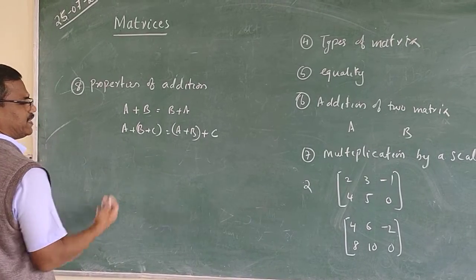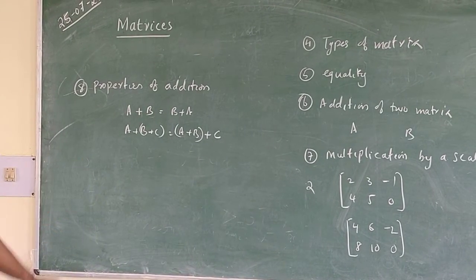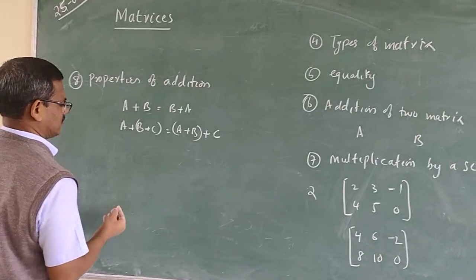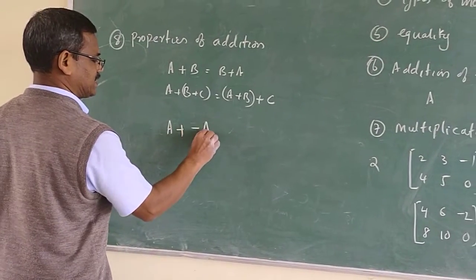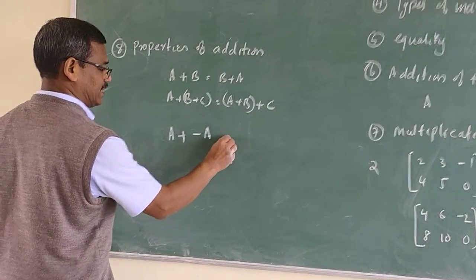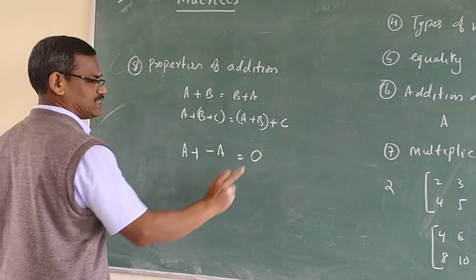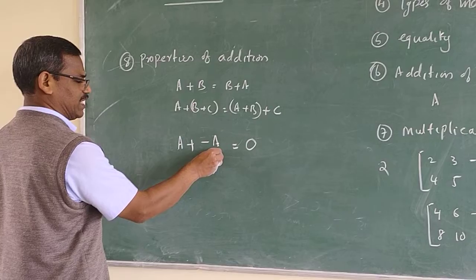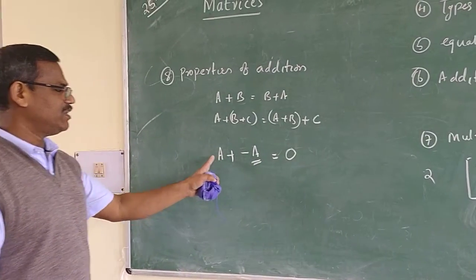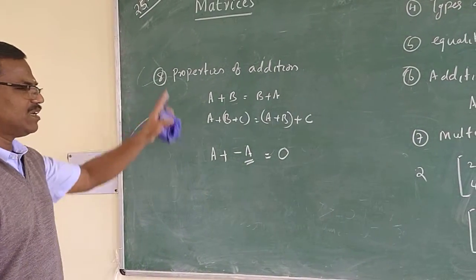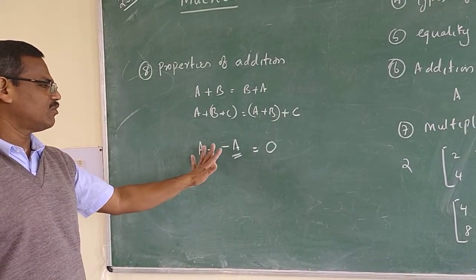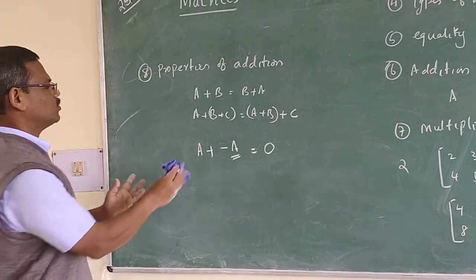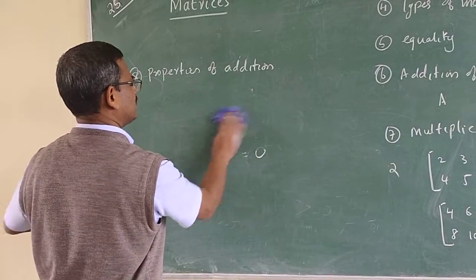Then the existence of additive inverse. That means when A is a matrix and minus A is another matrix, then we will be getting the total as 0. So we call this the additive inverse of the matrix A. These are the normal properties in the real numbers. The same properties are followed for matrix addition also. So those are the properties of addition.